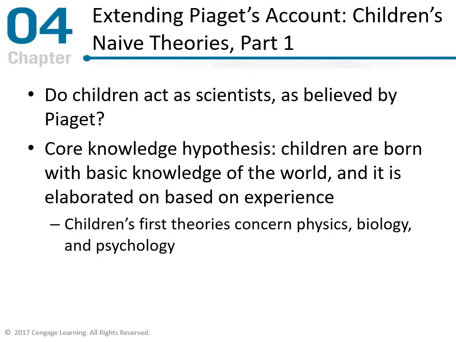So after discussing the critics of Piaget, let's ask the question, do children act as scientists as believed by Piaget? Well, according to the core knowledge hypothesis, children are born with basic knowledge of the world, and it is elaborated based on experience. So that means that children's first theories concern physics, biology, and psychology. We're going to go over what they call naive physics and naive biology, and the psychology part is the theory of mind talked about in chapter 3. But let's talk about naive physics and naive biology.